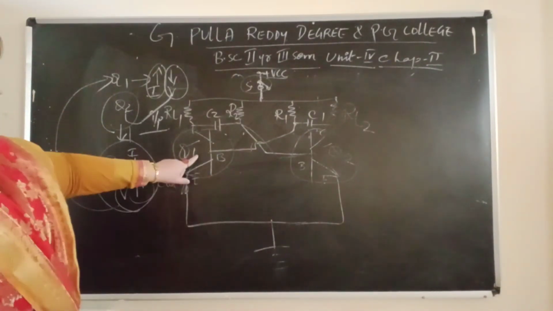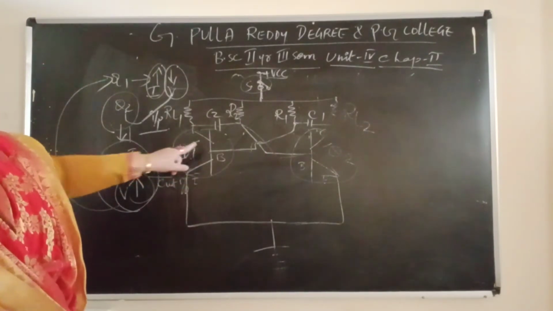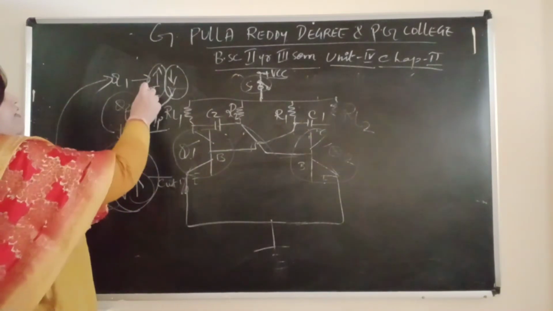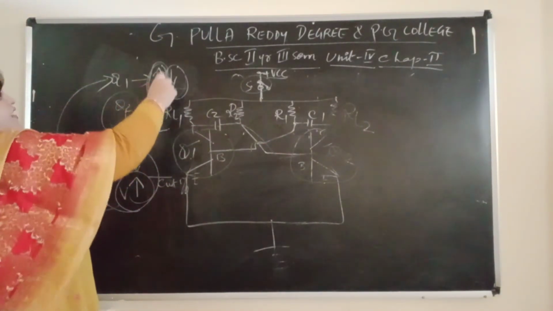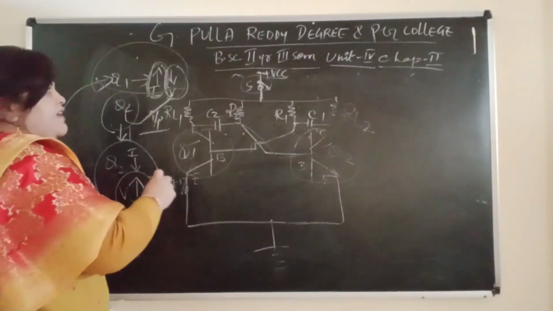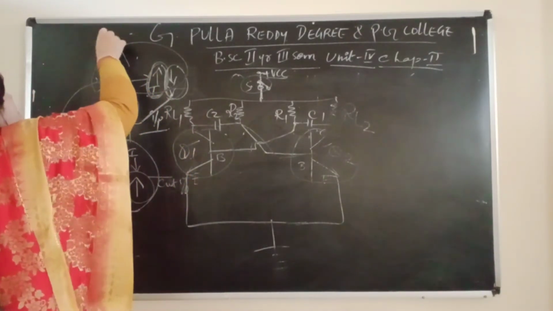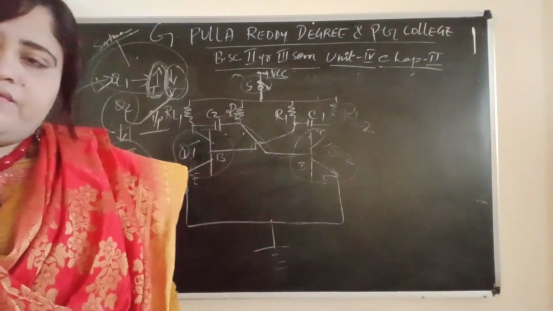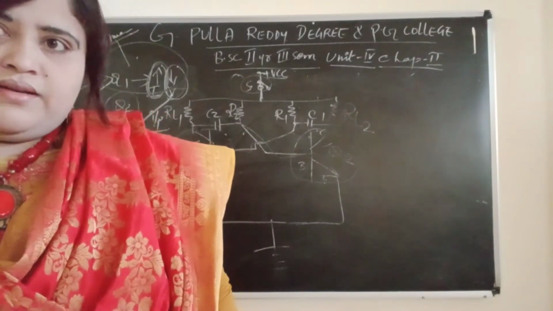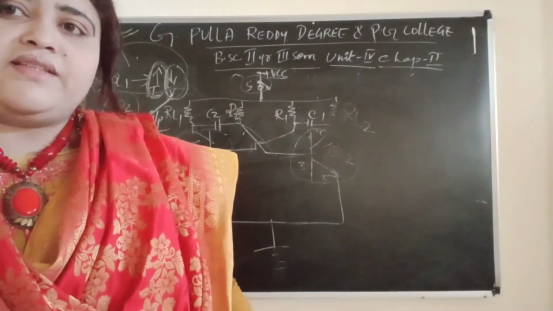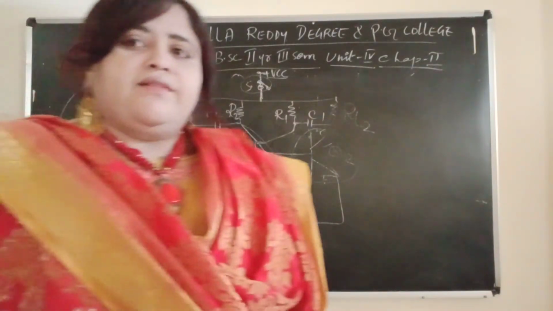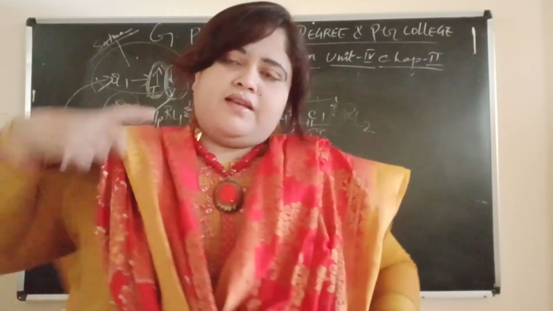So Q1 is getting high voltage as an input. What will happen? Current in Q1 will increase, voltage will decrease. Now Q1 will become saturated, meaning on, and it will start conducting. So till here, once again, what we have learned is this.